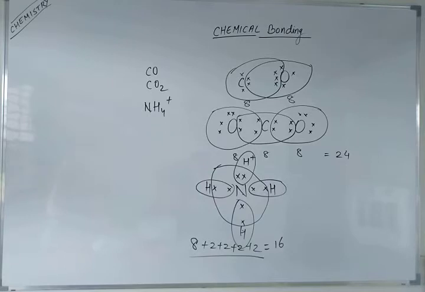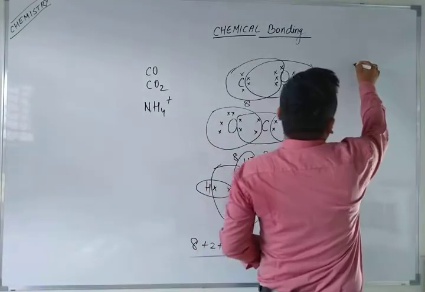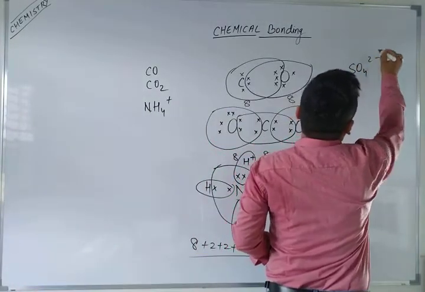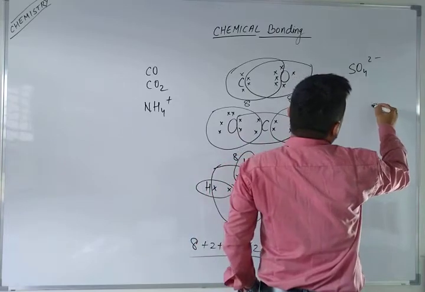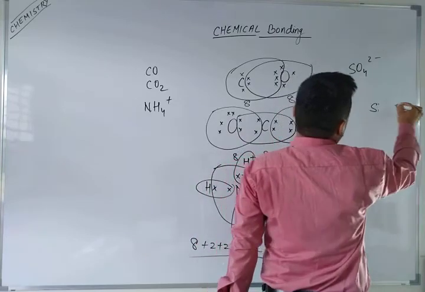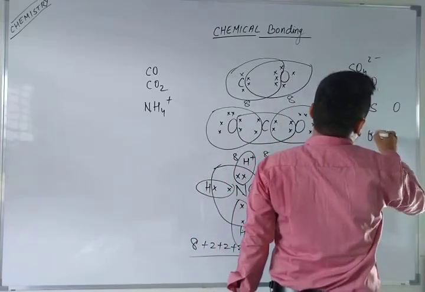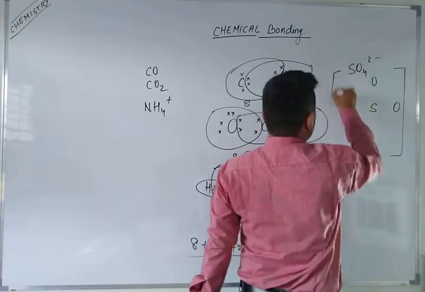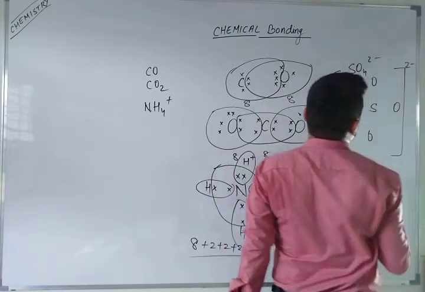If I ask you to draw SO4 2 minus ion, how will you draw? Can you tell me? SO4 2 minus ion. It's very easy. I hope you know them. Draw the Lewis dot structure of SO4 2 minus ion. What do you have to do? Sulfur you have to keep in the center, all the 4 oxygens on the sides, 1, 2, 3, 4, and total charge is 2 minus. So what will happen?